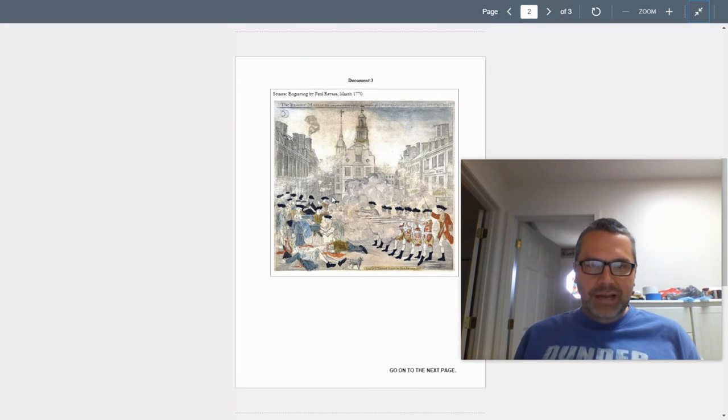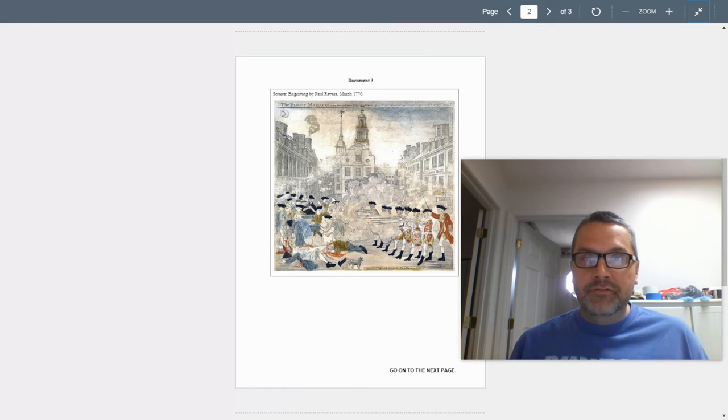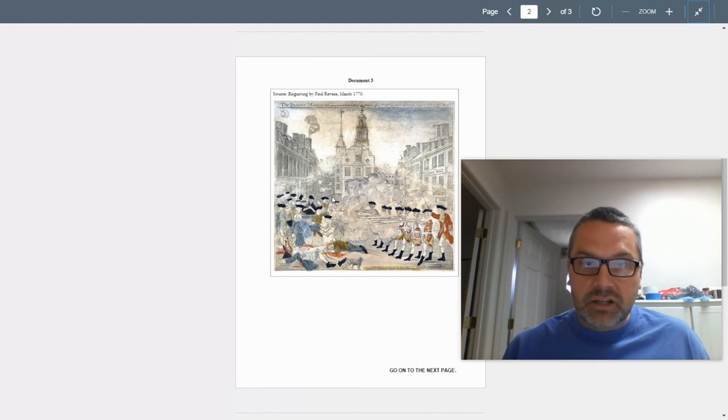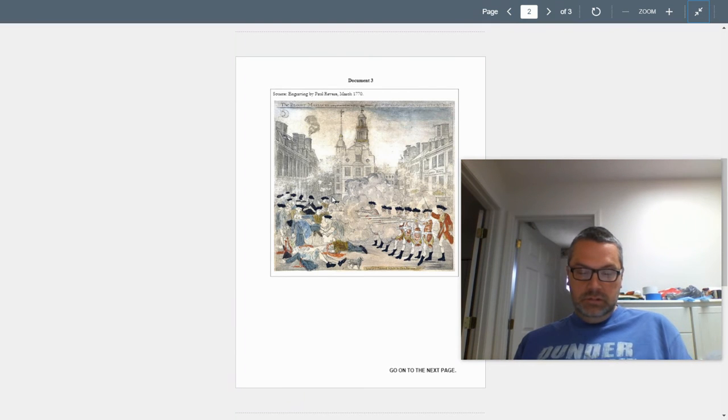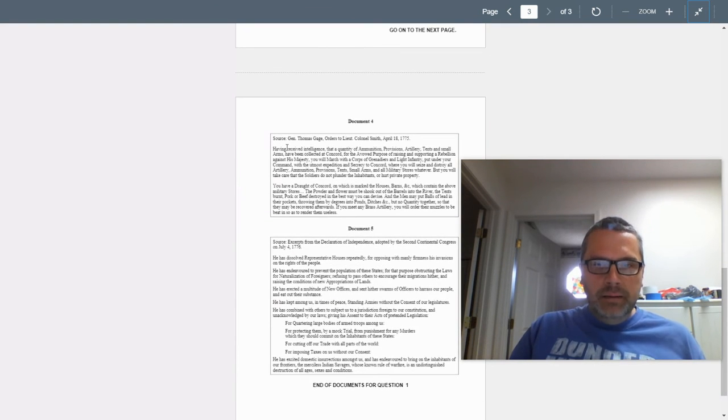And then you have the engraving. There's a name for this event, and if you know that event, even better. The Boston Massacre. I forgot to say that. So you can think about the point of view. You can think of all of these things as you go through these documents.